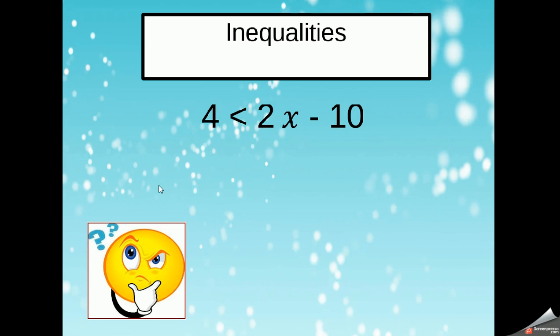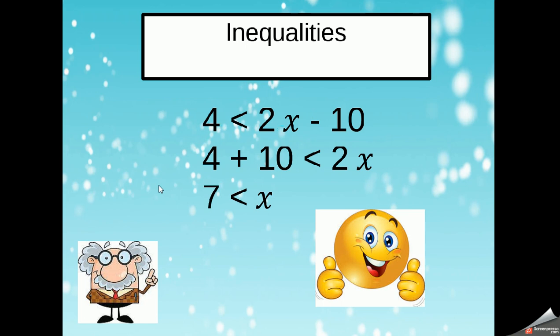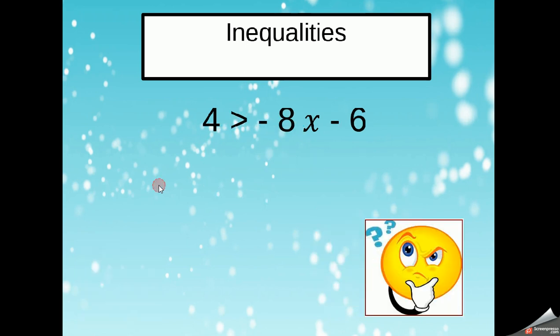So in this one, 4 is less than 2x minus 10. I'm going to move the 10 to the other side of the inequality, doing exactly the same thing as I do with the equals. The minus 10 becomes positive. Simplifying that, 14 is less than 2x. Next, I divide both sides by 2 to cancel off the 2 next to the x, and it becomes 7 is less than x, and that's our answer. So we don't know what x's value is, but any number greater than 7 could potentially be x.